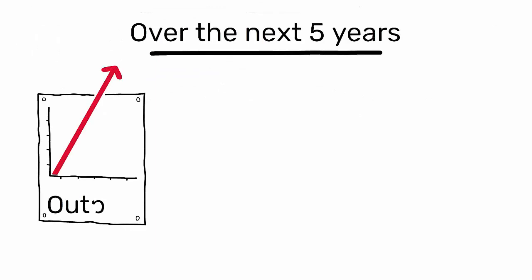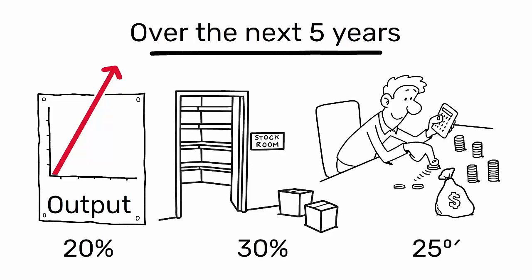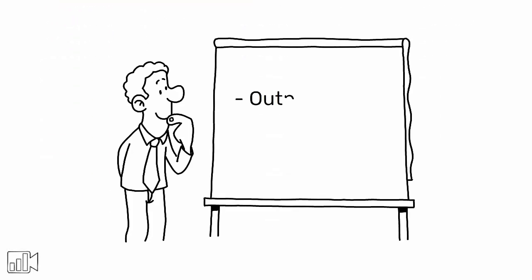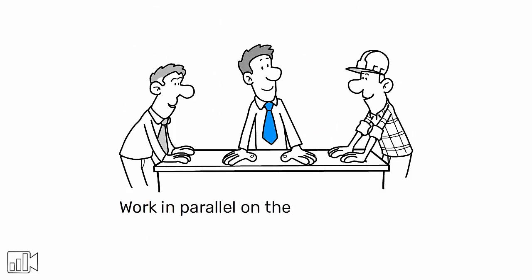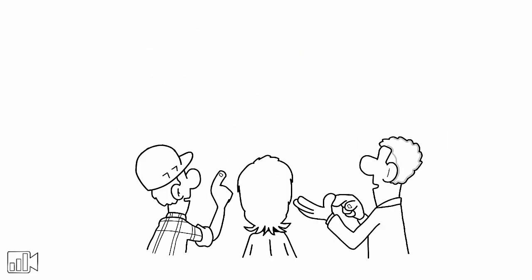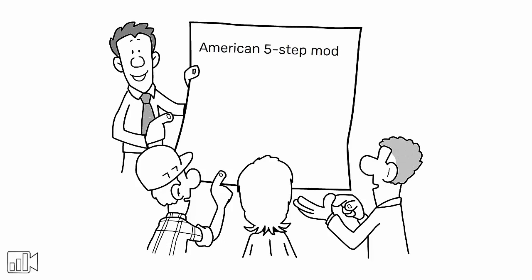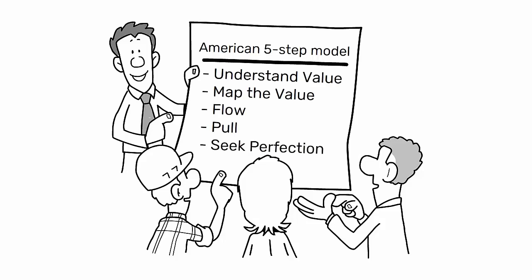For example, over the next 5 years, the company must improve output by 20%, reduce inventory by 30%, and costs by 25%. This means that each of the targets will be output plus 4%, inventory minus 6%, costs minus 5%. Given these objectives, we must begin to work in parallel on the different levels of the organization. At the highest level of the organization, it is better to use the American 5-step model: understand value, map the value, flow, pull, seek perfection.